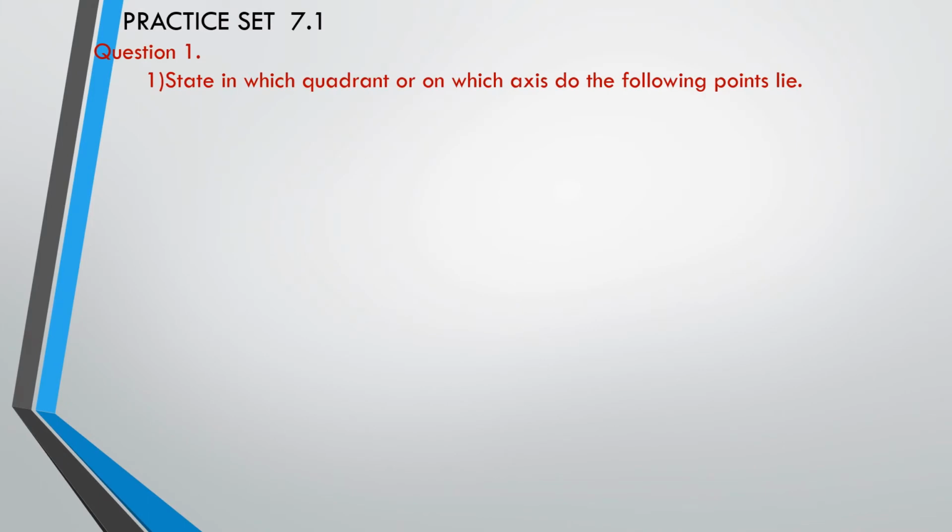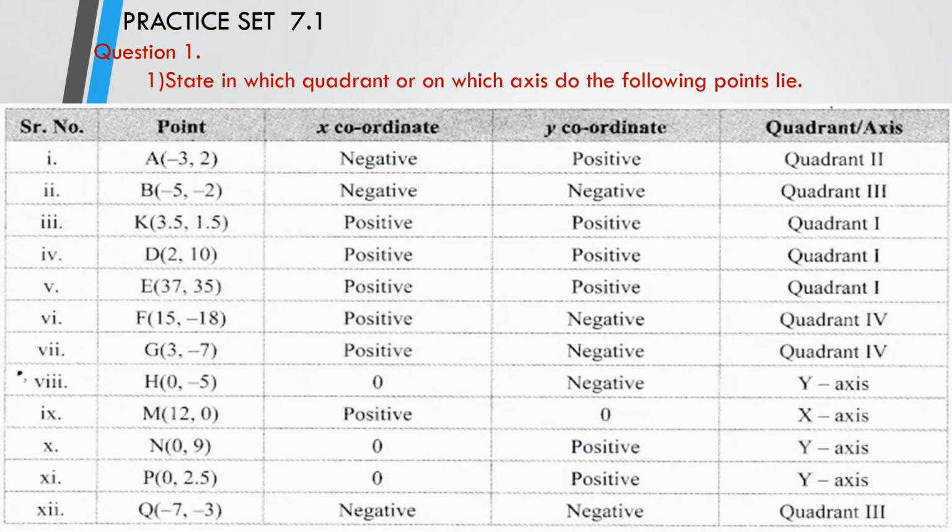Let's start practice set 7.1. Question number 1. State in which quadrant or on which axis the following points lie. Points are given here. You have to write in which quadrant or on which axis these points lie. Your first point is A(-3, 2). The x coordinate is negative and the y coordinate is positive. Therefore that point lies in quadrant 2. And the second one, the x and y coordinates are negative. Therefore that point lies in quadrant 3.